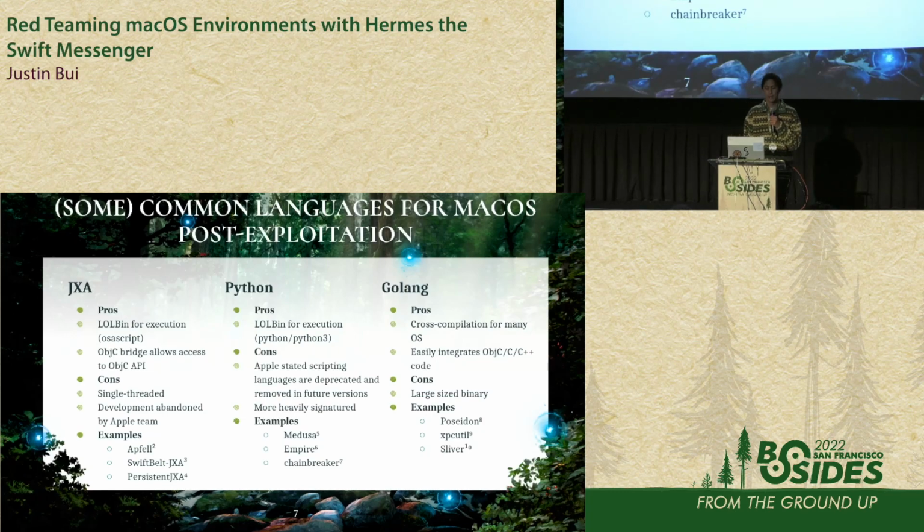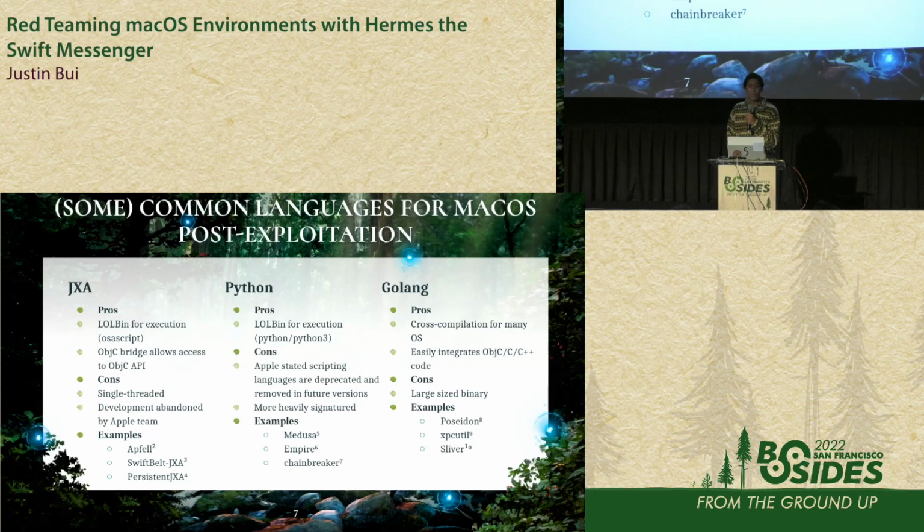Perhaps the biggest con of all is that development of the JXA language has been completely abandoned by the Apple team. It's pretty much a no man's land language currently. We don't know how long it'll exist for, but abuse it while you can. Some examples of JXA tooling include Apfell, a JXA agent for the Mythic framework, SwiftBelt JXA, some situational awareness for macOS written in JXA, and Persistent JXA, a collection of macOS persistence techniques written in JXA.